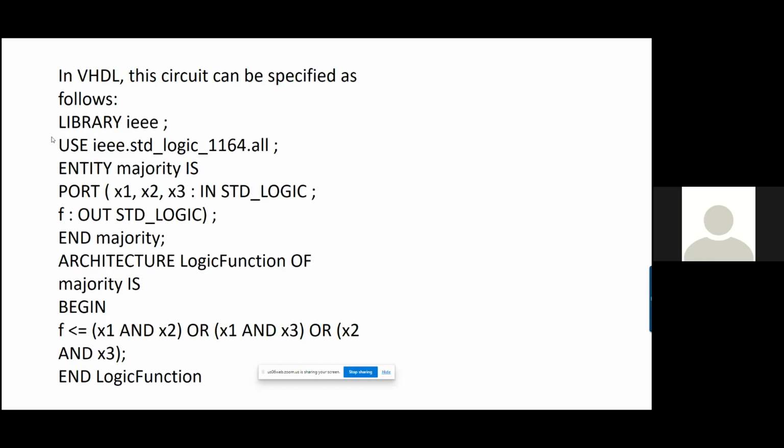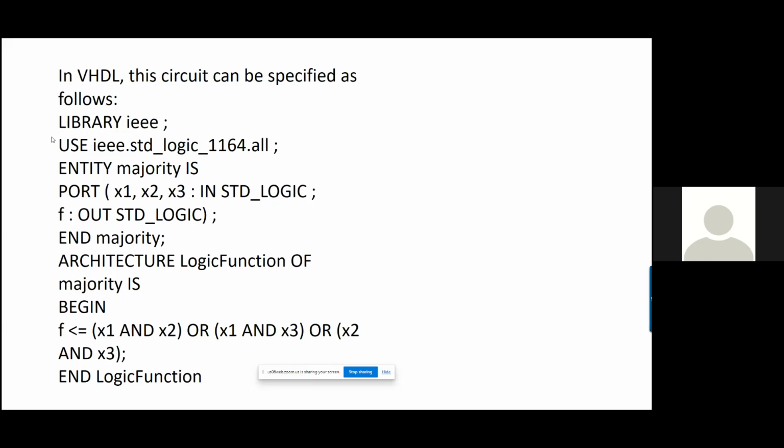Now we end the majority entity. Then we define the architecture with the name logic function, which is related with the entity majority. Now we start with begin. So first of all, we make an AND operation with two inputs x1 and x2, x1 and x3, and x2 and x3, and all the outputs of these three combinations are once again ORed and delivered as an output. Now finally we end the logic function.